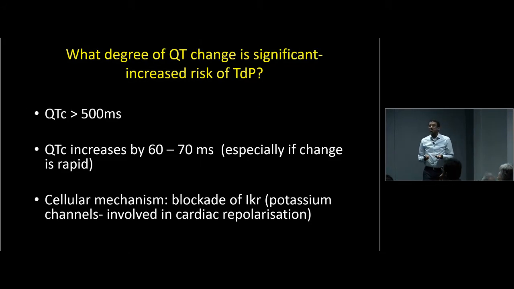So when does QT prolongation really become an issue? Anything with a 500 plus, increased risk of malignant arrhythmias. The other thing is to look for a change in the QT. So something that goes up by 60 to 70 milliseconds from whatever the baseline for the patient is also portends a higher risk of torsade.